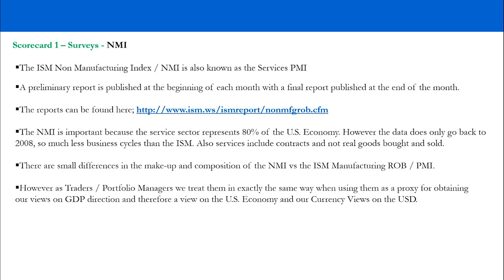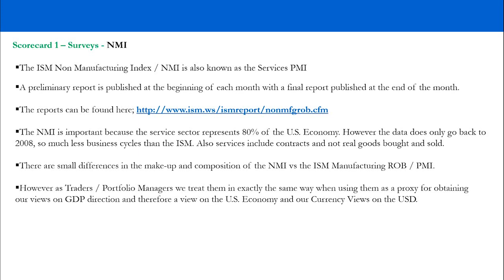Well, the NMI is important because the service sector does make up 80% of the US economy. There are a couple of drawbacks. The data does only go back to 2008, so it's covering much less data and fewer business cycles than the ISM. So we can't have as high a level of confidence in the NMI as the ISM. But it's also because the service sector includes contracts between parties and not real goods bought and sold. So there is a question mark over its authenticity, in terms of analyzing real demand in the economy.